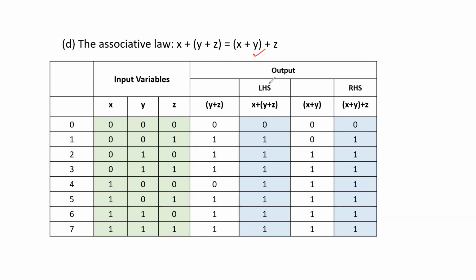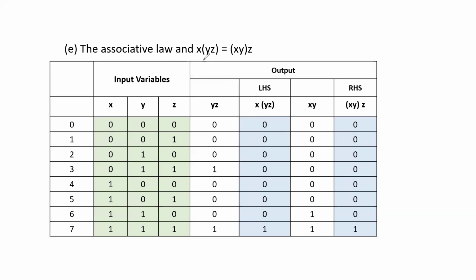Next RHS part. X plus y first we should find because it is in parenthesis. Now x plus y means OR of x and y. So in these two combinations, both zeros, so that the output should be 0. The remaining all combinations are 1s. Next, this is ORed with the z. When both inputs are 0, then the output is 0. In the remaining all combinations we have 1s, so that the output should be 1 irrespective of the z value. LHS equal to RHS. That means the associative law is verified with the help of truth table.